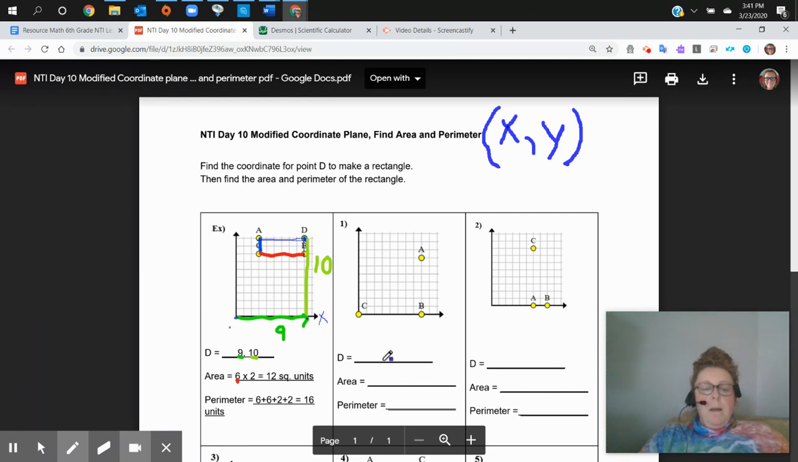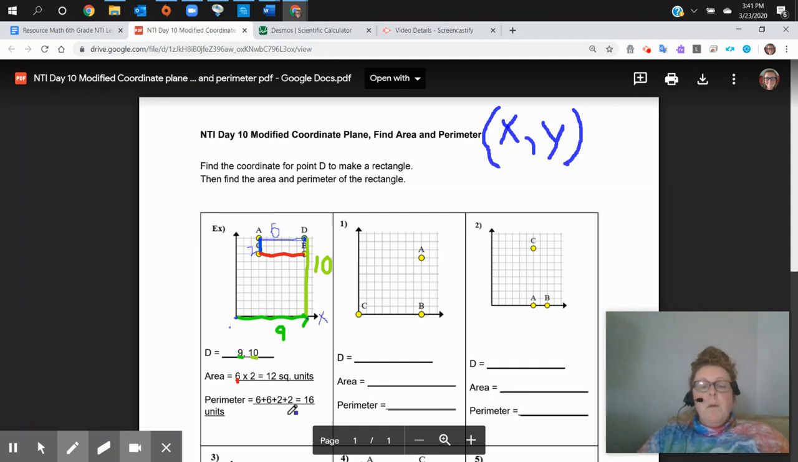Okay. So then they wanted to find the area. So they counted one of the sides, which is 1, 2, 3, 4, 5, 6. If you count, that would be 6. And then the width, 1, 2. Okay. And that's why they did 6 times 2 equals 12 square units, because 6 and 2 are there.